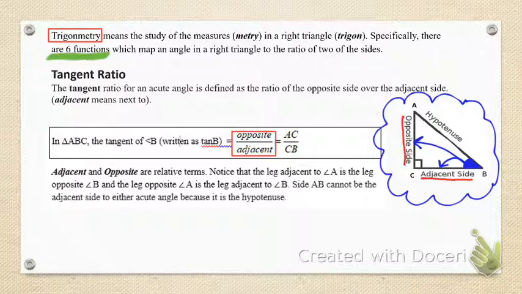So now imagine you're over here, right? And you're angle A. Well, now what's opposite from angle A is now this side. This is now opposite from angle A. So adjacent and opposite are relative terms. So each time I give you an angle, you're going to have to look at the triangle and decide what is opposite from that angle and what is adjacent from that angle in the triangle.